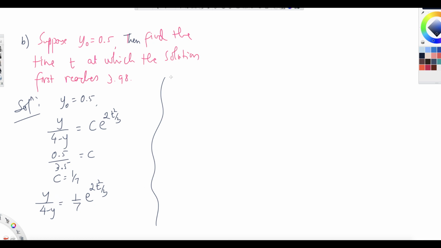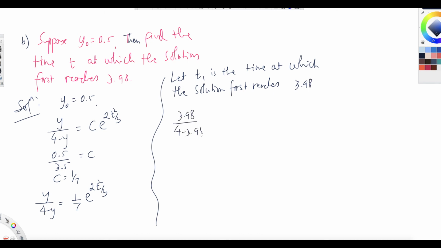So what we can say is, let t1 be the time at which the solution first reaches 3.98. Then you can write 3.98 over 4 minus 3.98 equals 1/7 e to the 2 t1 squared over 3, right? So we need to solve for t1 here.